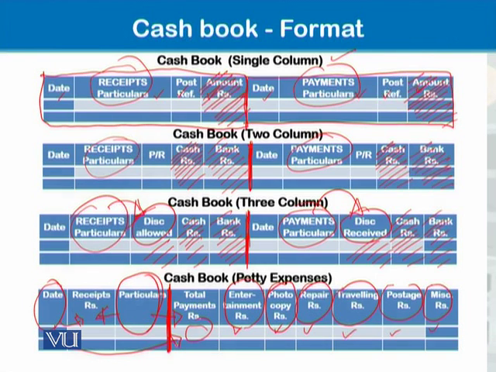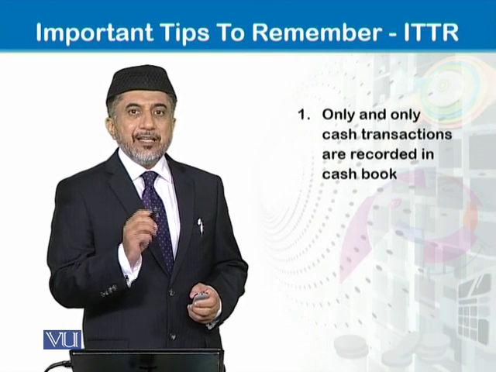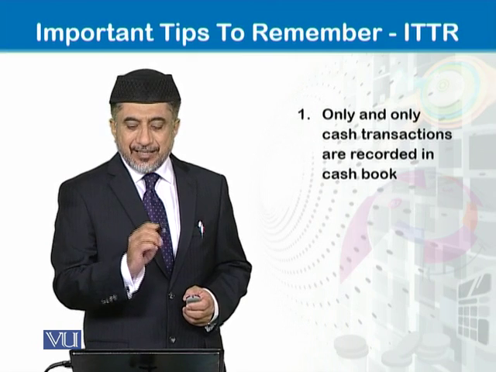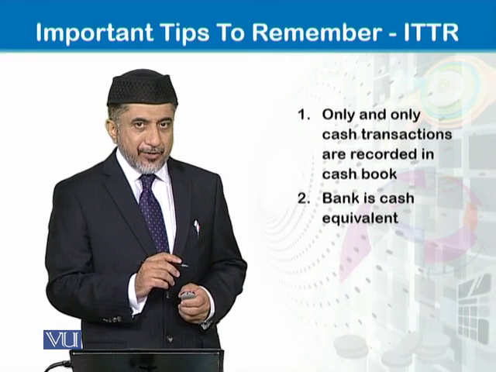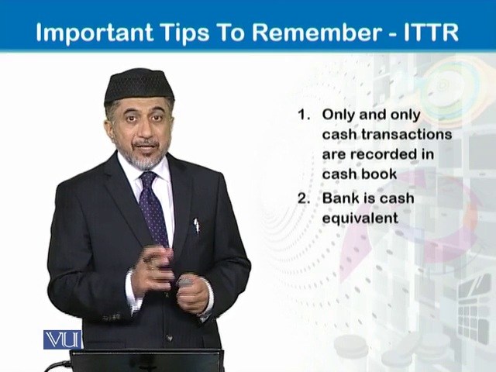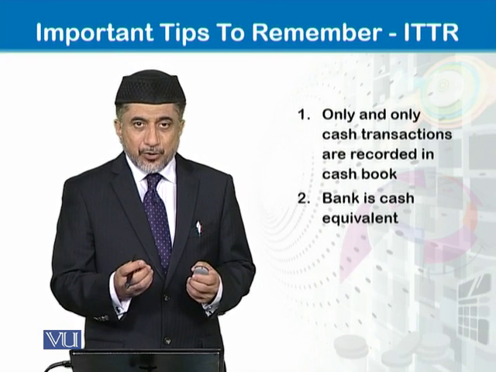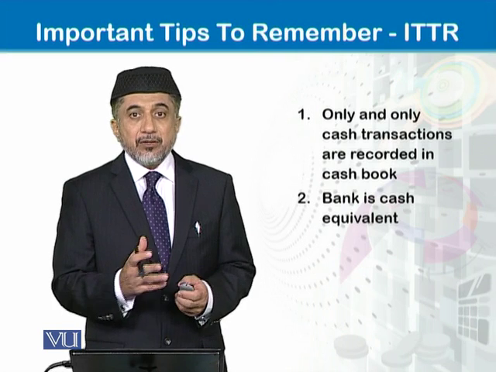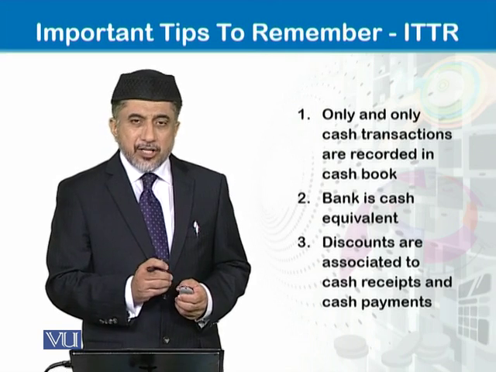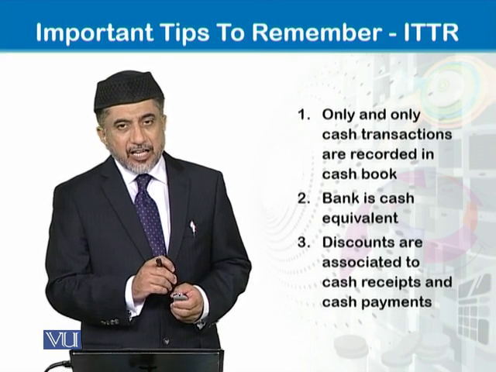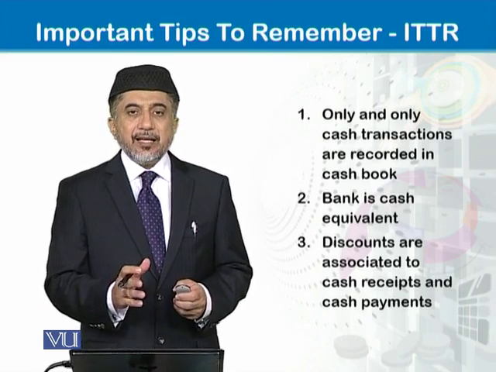So for this module, the important tips to remember are that only and only cash transactions are recorded in the cash book, and bank is cash equivalent. Therefore, if we have a bank column in the cash book, it means it is also cash. So a cash book having a bank column is not something odd. Discounts are associated with cash receipts and cash payments. That's why we have discount columns in our cash book.